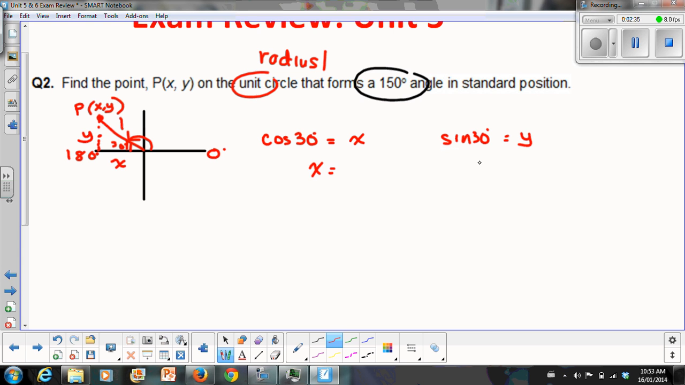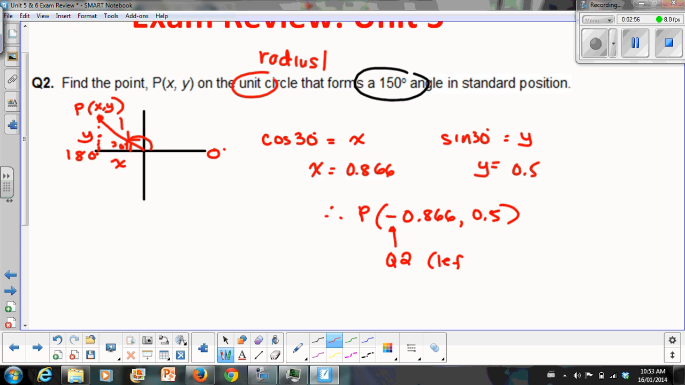Using our calculators, we see that cos of 30 degrees is 0.866 rounded, and y is 0.5. Therefore, the point is at negative 0.866 and 0.5. The reason that it is a negative x value is because we are in quadrant 2 and we had to go left of the origin.